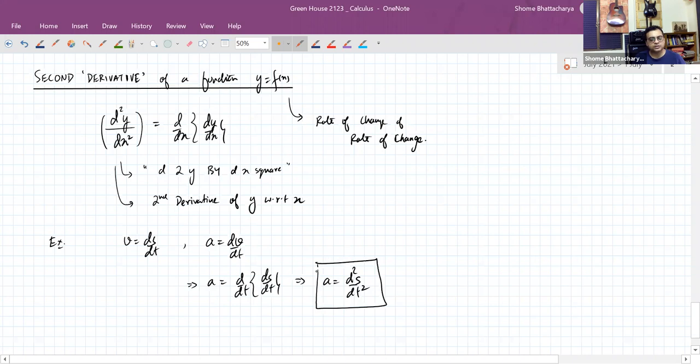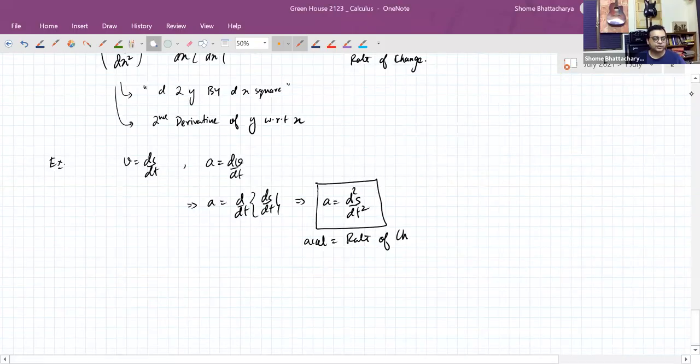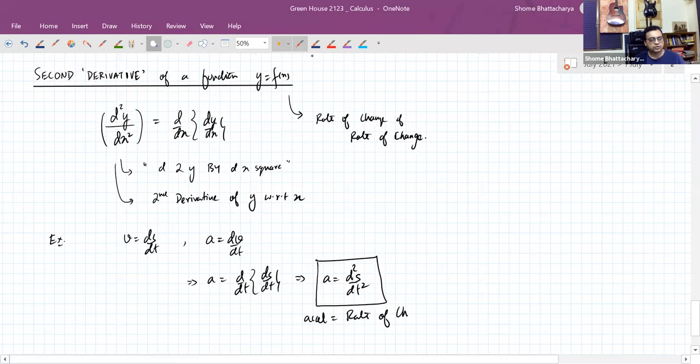So this is a physical example of how we actually use it in physics. What we say in calculus language is that acceleration, which is the rate of change, is the derivative of velocity with respect to time, or the rate of change of v with respect to t. So that is equal to the second derivative of displacement s with respect to time. So that's an example of it. Just note this down first, then understand it.